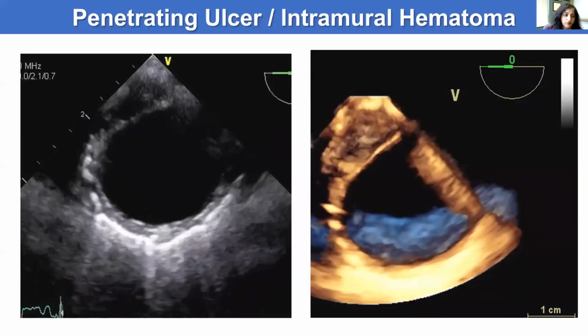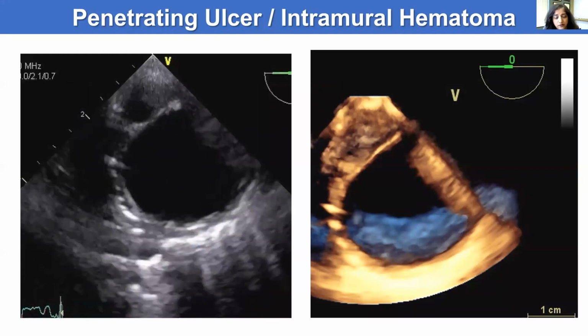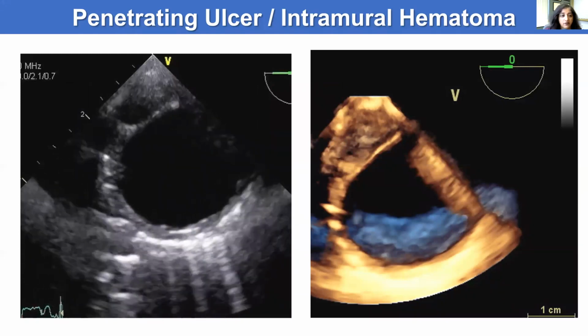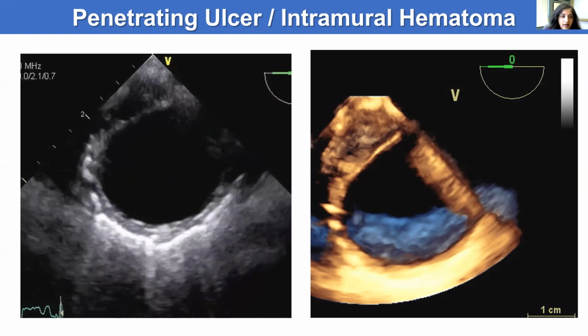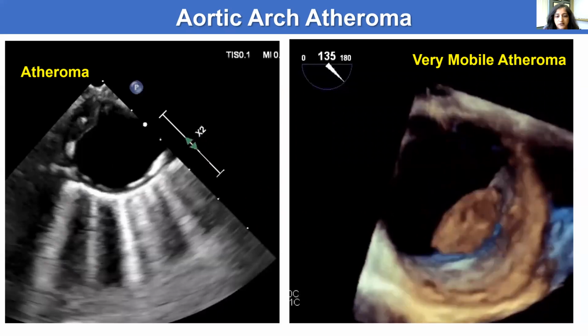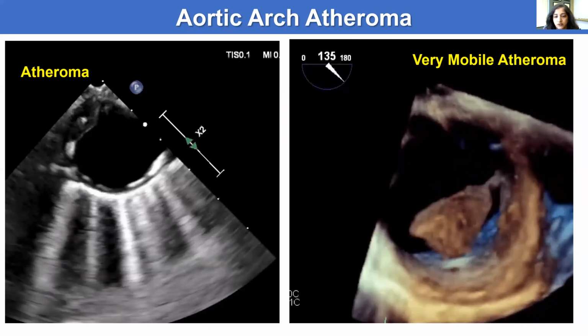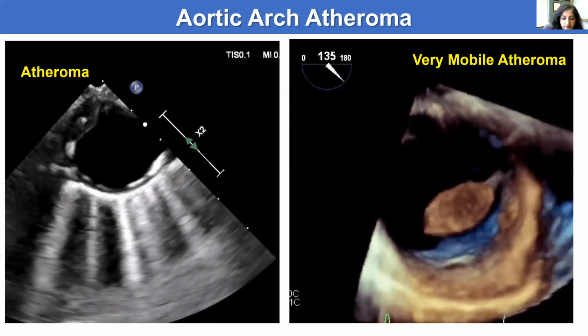And TEE can also evaluate for penetrating aortic ulcers, which can lead to intramural hematomas, as you see here in the thoracic aorta. And then TEE can also evaluate aortic arch atheroma, particularly given the excellent image resolution in the thoracic aorta. And so you see here in this patient, some moderate atheroma in the distal thoracic aorta. And then you see here in this patient, a very large mobile atheroma, which puts this patient at risk for thromboembolic events.